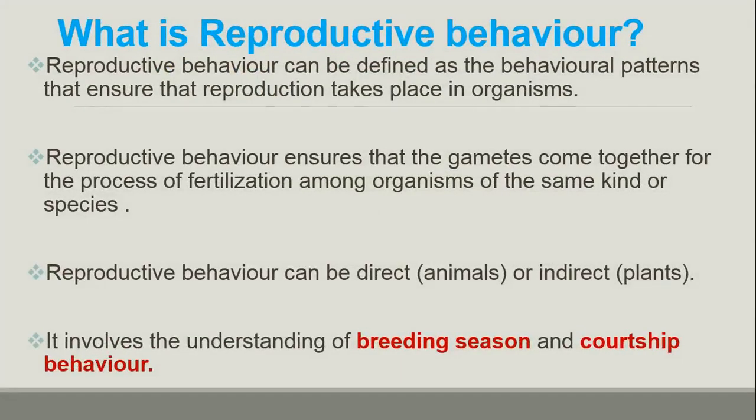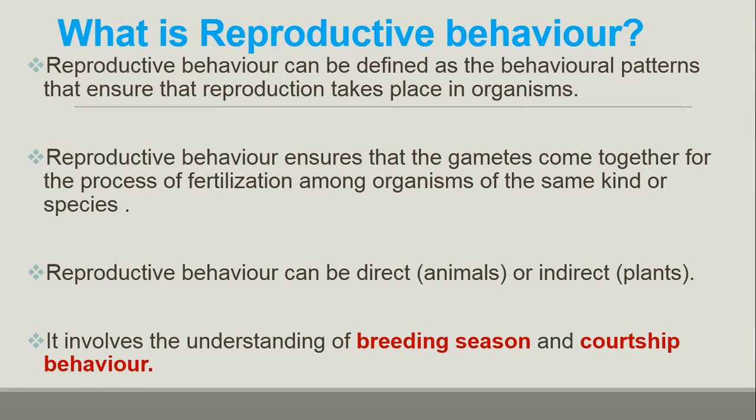What is reproductive behavior? Reproductive behavior can be defined as the behavioral patterns that ensure that reproduction takes place in organisms. These are behaviors that are carried out by organisms to ensure that they reproduce their young ones of their own kind. Reproductive behavior ensures that the gametes come together for the process of fertilization among organisms of the same kind or species. Reproductive behavior can be direct as observed in animals or indirect as seen in plants. It involves the understanding of breeding season and courtship behavior.